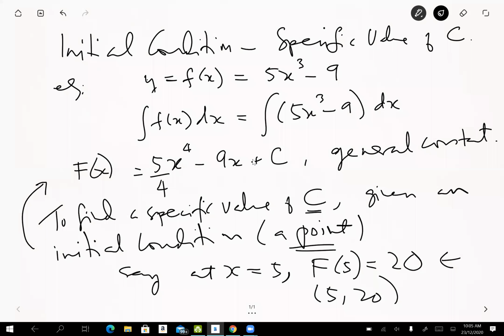Okay, so what do you get? Can you do that? Put into the integral. Do not put into the original function, because the original function doesn't have a constant.